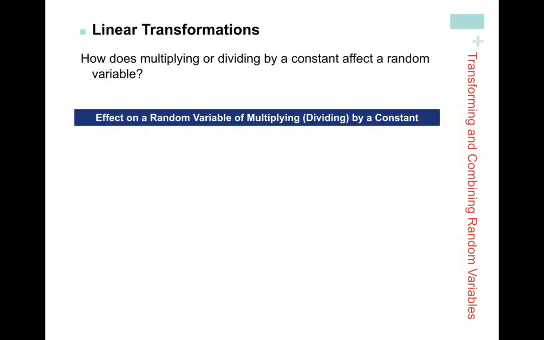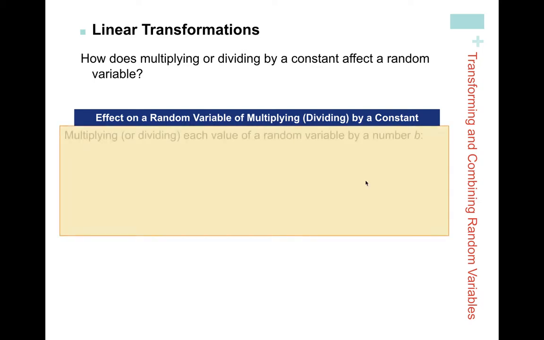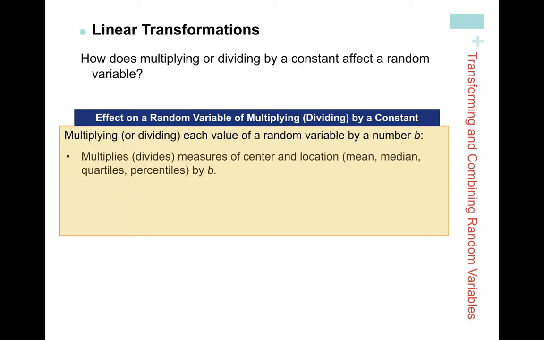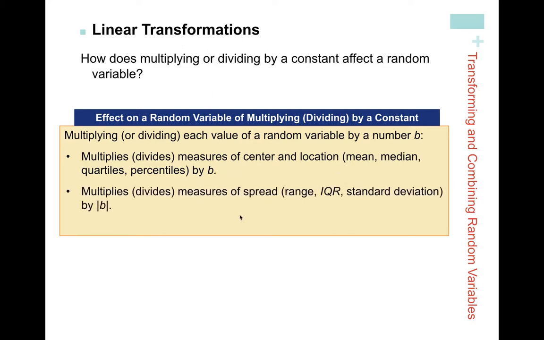So how does multiplying or dividing by a constant little b affect a random variable? Well, just like we learned in chapter 2, it multiplies the measure of center and location by b, and it multiplies the measure of spread by the absolute value of b. But it does not change the shape of the distribution. In the Pete's Jeep Tours example, those two histograms looked identical, right?